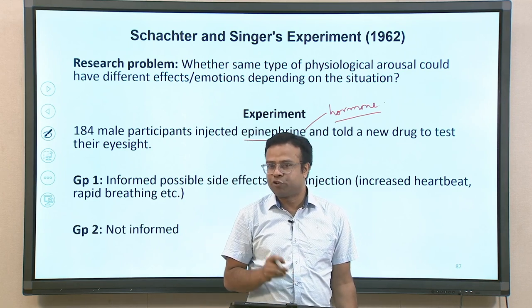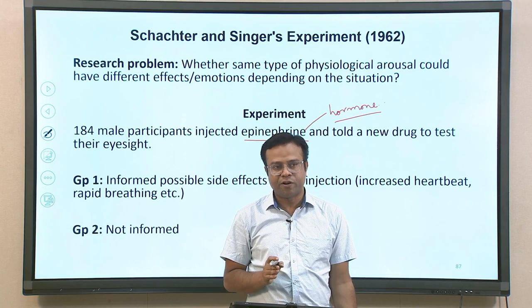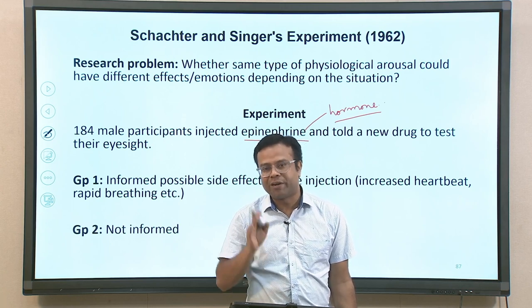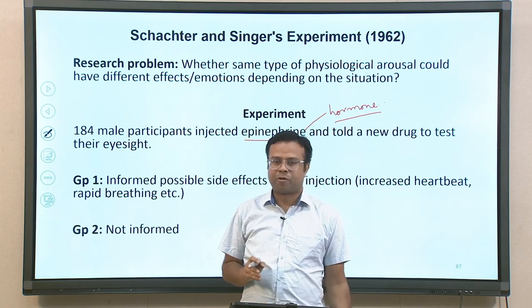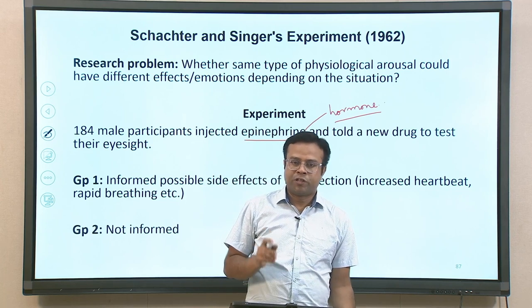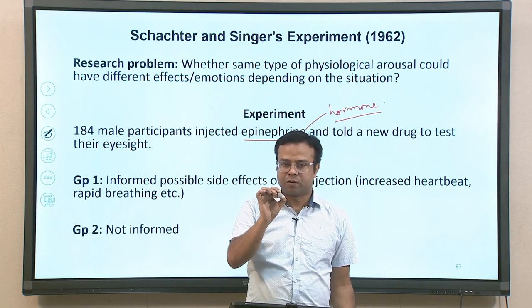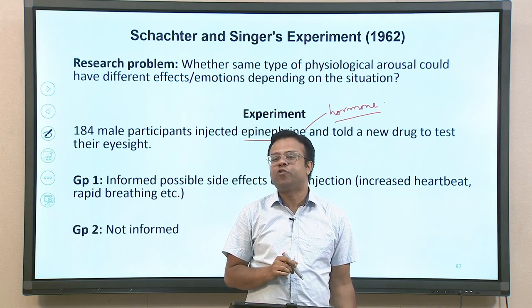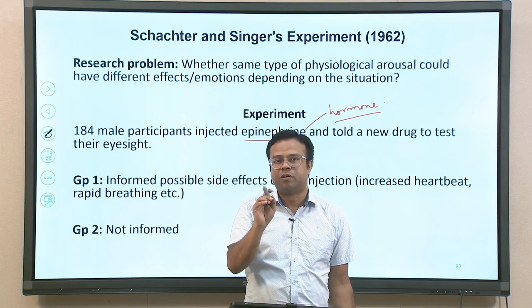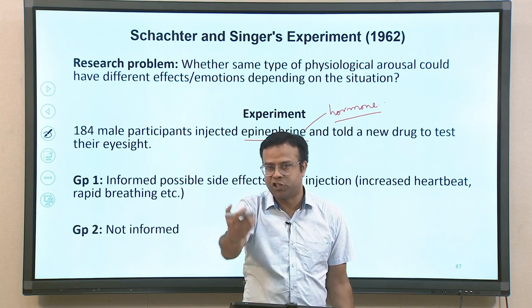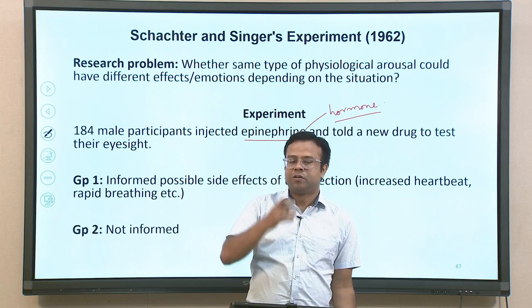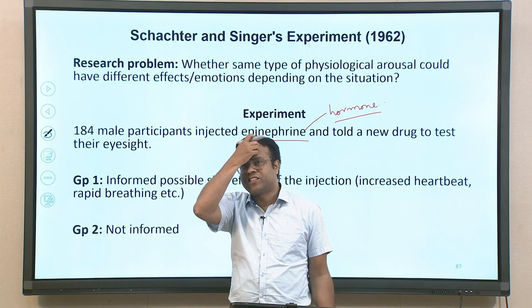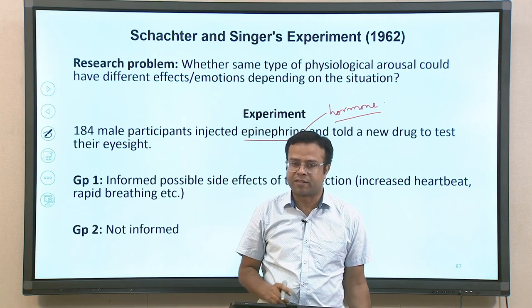I do not know how possible this would be in today's scenario, because there may be ethical issues, but it was done in the 1960s, and probably at that time it was possible. The injection was given to all the participants, and they were told it was a new drug to test their eyesight. They were not informed what the injection was actually about.